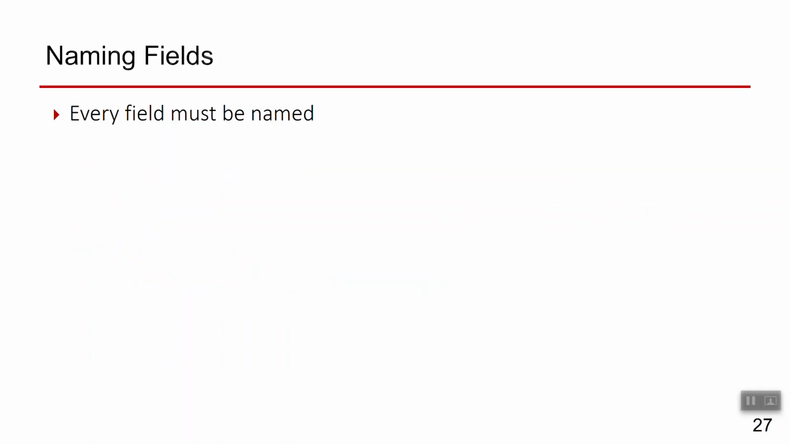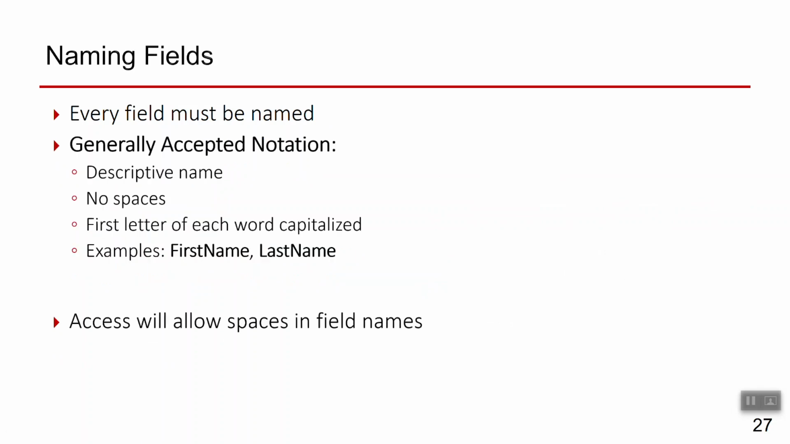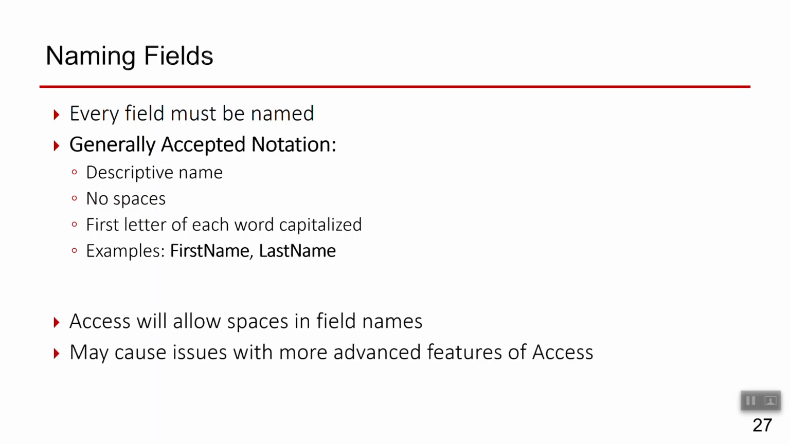Right, so naming fields within a table, we want to provide a name for every field. And we'll make a descriptive name with no spaces. Again, we'll capitalize the first letter of each word. Although Access will allow spaces in field names, it can cause issues with more advanced features, so we'll try to stay away from using spaces in field names. And we'll see later how to add a caption so that we can create more readable names for our column headers in the datasheet.